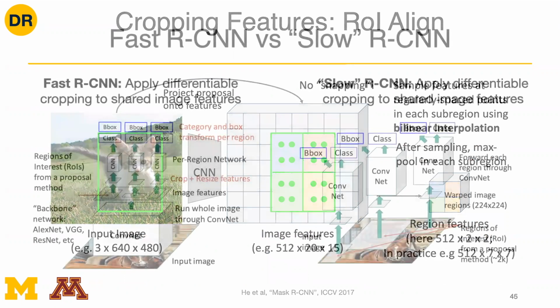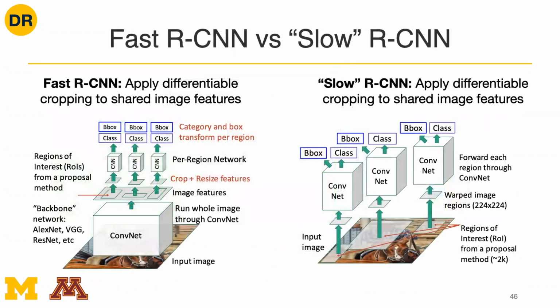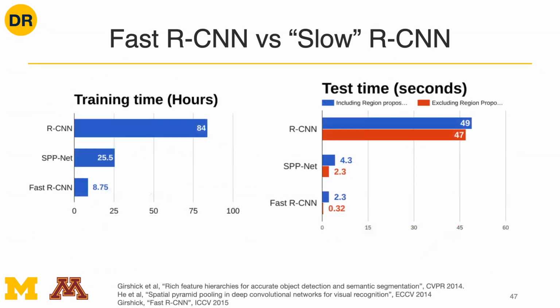Okay, so to give again an outline of the differences between fast RCNN and slow RCNN, it's just that the application of the proposals happens after the feature extraction. That's the main difference. And to look at the gain in terms of computation, if you look at the training time, RCNN was taking about 84 hours, whereas fast RCNN takes around 8 hours. So there is a huge difference in terms of computation.